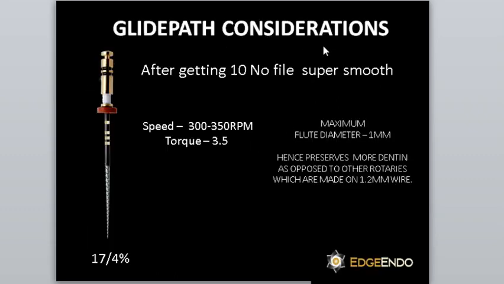Now let's look at the glide path considerations. After getting a number 10 file super smooth, use a 1704, or after doing a balanced force technique with a 20 K-file or Flex-R file, you can use the 1704 directly. This file has a maximum flute diameter of 1 millimeter, hence it will be very useful, and it has to be used at the speed of 300 to 350 rpm, and since it has an MFD of 1 mm, it preserves more dentin as opposed to other rotaries which are made on 1.2 millimeter wire.